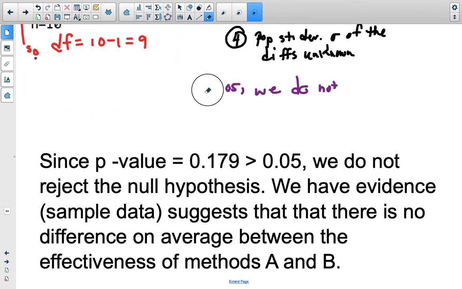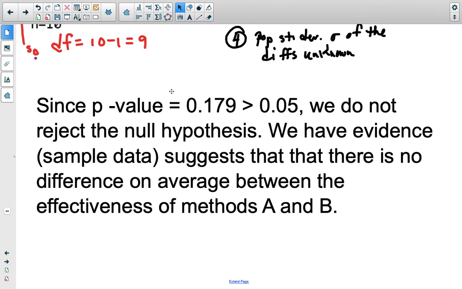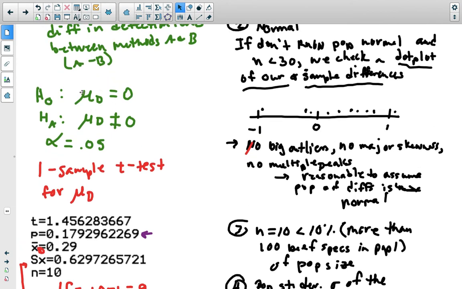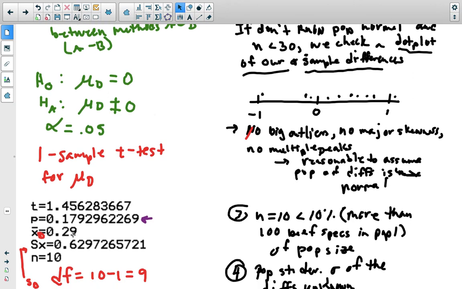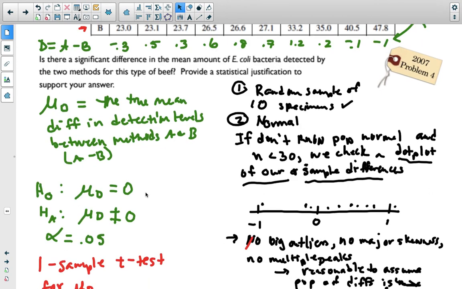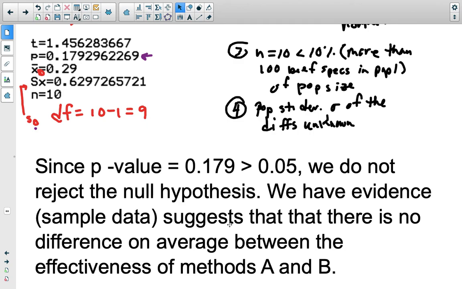So that's our conclusion. Our sample data occur with a high probability, so it's not rare. So our conclusion is that we have no reason to believe that this is not the case, where they actually have no difference on average. And when you look at it, really, the observed difference you had was 0.29. So there's really not much of a difference between the effectiveness in detecting E. coli for method A and method B. It's not far enough away from zero for it to be statistically significant. So this is our conclusion.